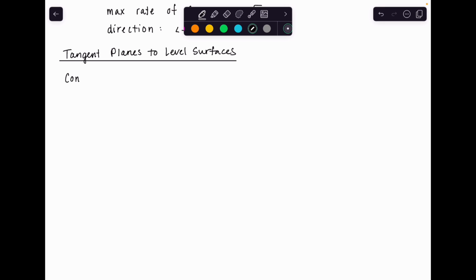So we're going to consider the surface which is we have a function of x, y, and z, which ultimately equals some constant k. And we're going to let x naught, y naught, z naught be a point on that surface.